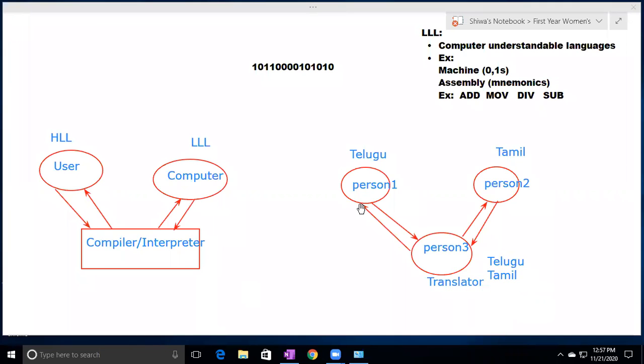Similarly, person 1 knows only Telugu and person 2 knows only Tamil. They want to communicate, so they met another person who knows both. Just like this, our language is a high-level language and the computer language is a low-level language. We cannot understand the computer's language, and the computer cannot understand ours, so a communication gap is occurring. That's why we are using compilers and interpreters. They are the translators, translating high-level code to low-level code and low-level code to high-level code.